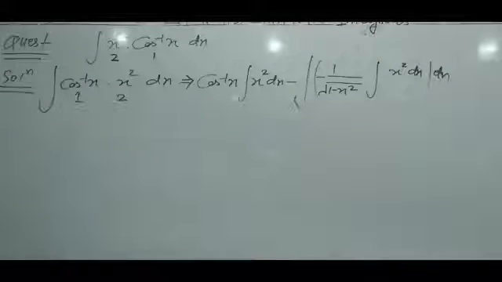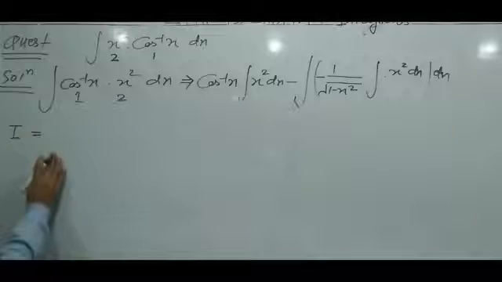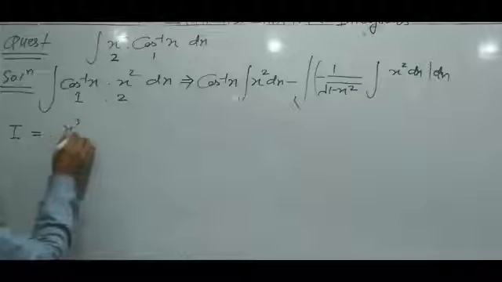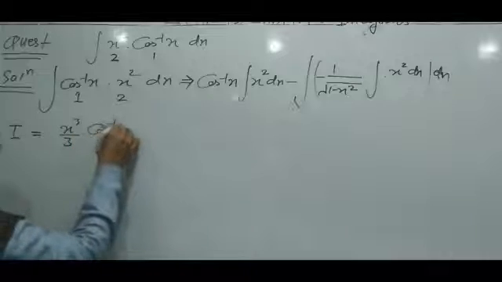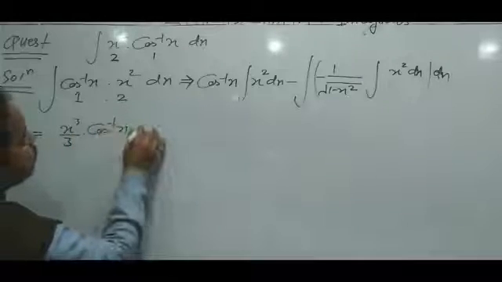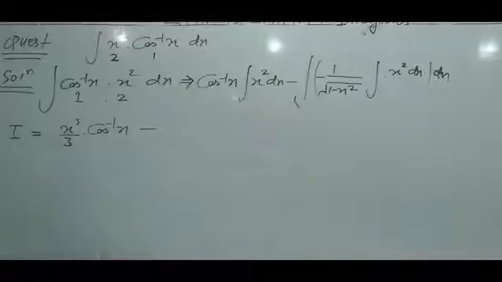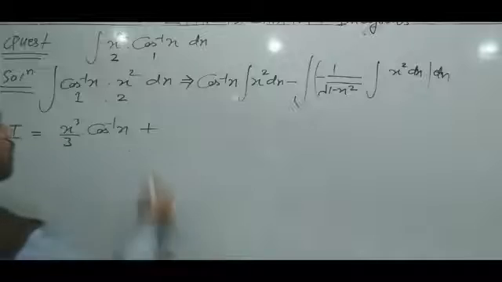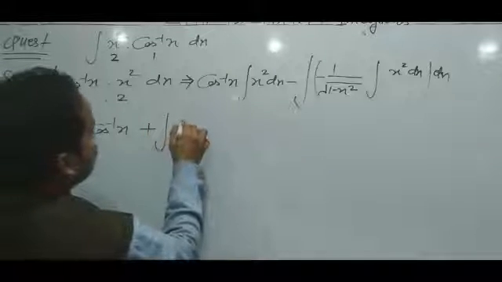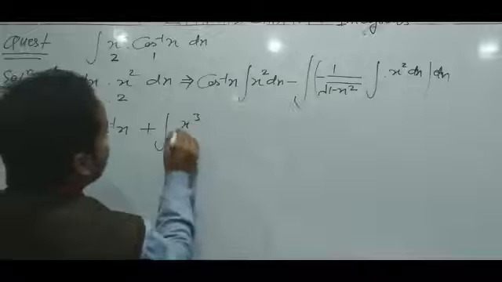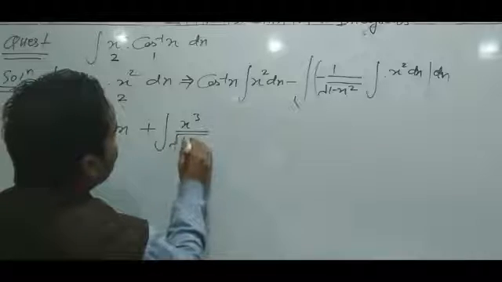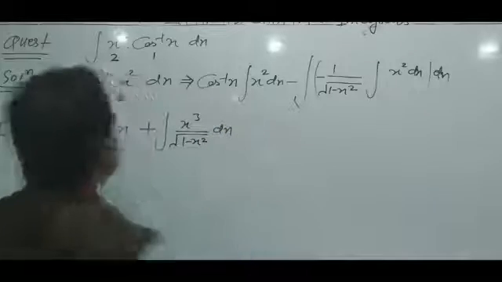See, if any doubts, you can clear them. So the result we can write, suppose this is I, is equal to x cube by 3 into cos inverse x, minus, and minus this will be plus sign. So what will be the result? This is with plus sign, integration of x cube upon root over 1 minus x square dx.